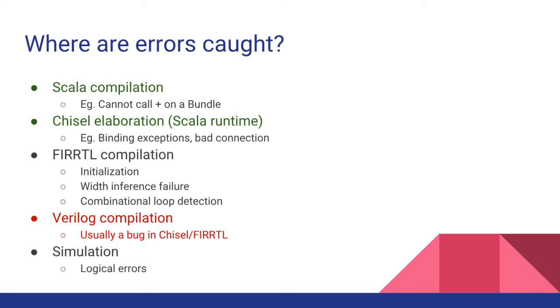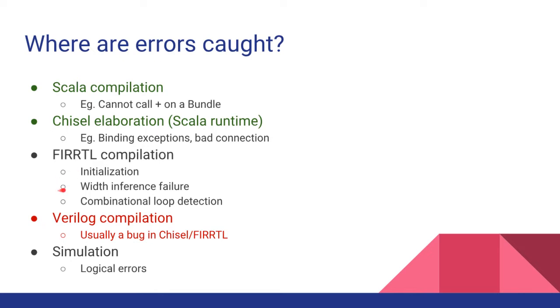After Chisel elaboration, we now have the FIRRTL representation. So then we go to FIRRTL compilation, where we compile from FIRRTL down to Verilog. And so in FIRRTL, there are certain errors that can be caught. Initialization, which I still think is probably the wrong term, but is what we use, is you have to connect to your wire or port under every circumstance. So if you only connect under certain conditions, we call that an initialization failure. It's saying you didn't fully connect to this thing, and so there's certain circumstances where we don't know what to do. And so FIRRTL will error.